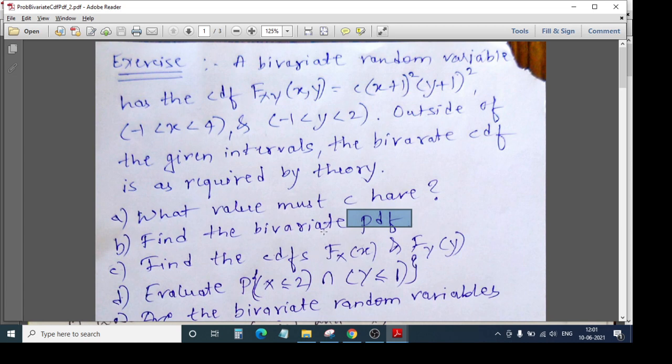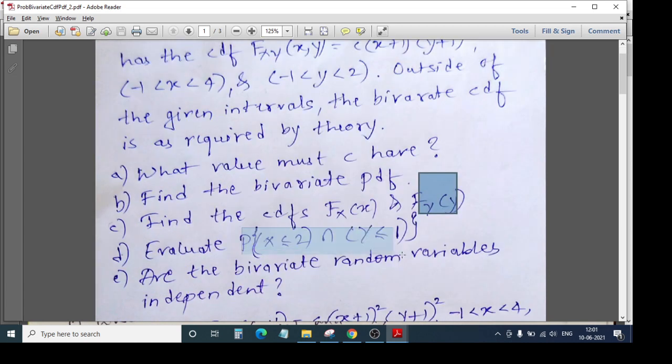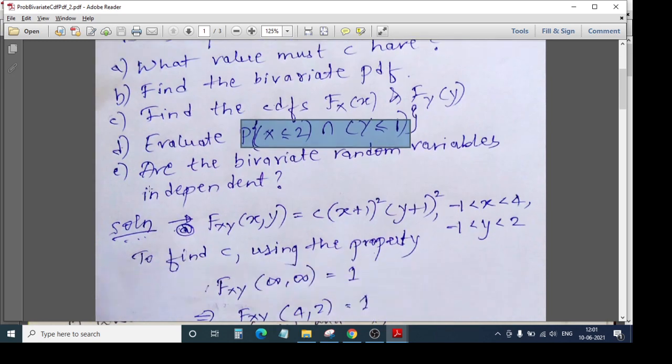We need to find the CDFs Fx(x) and Fy(y), evaluate this statement, and finally check whether the variables are independent or not. Okay, so let us start.